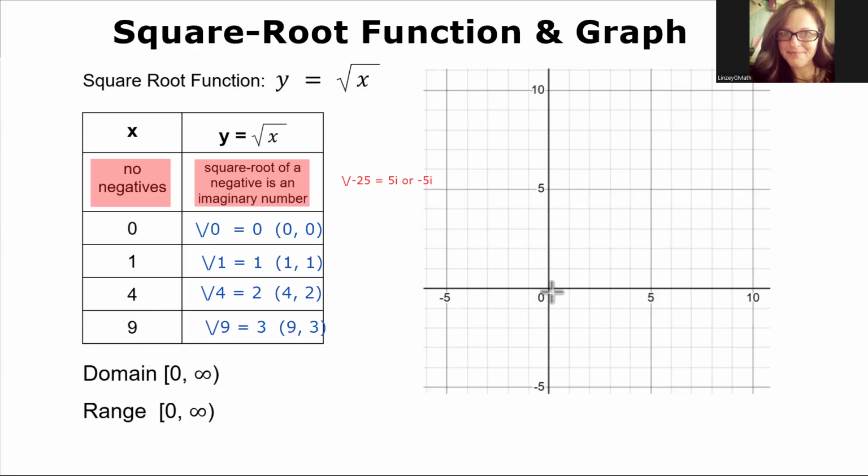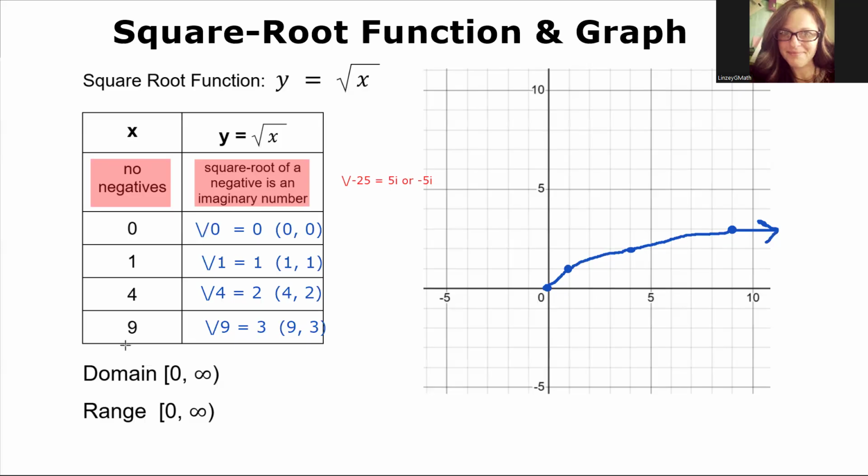Starting with 0, 0, 1 comma 1, 4 comma 2, and 9 up 3. And here is the curved shape. There it is, our square root function.